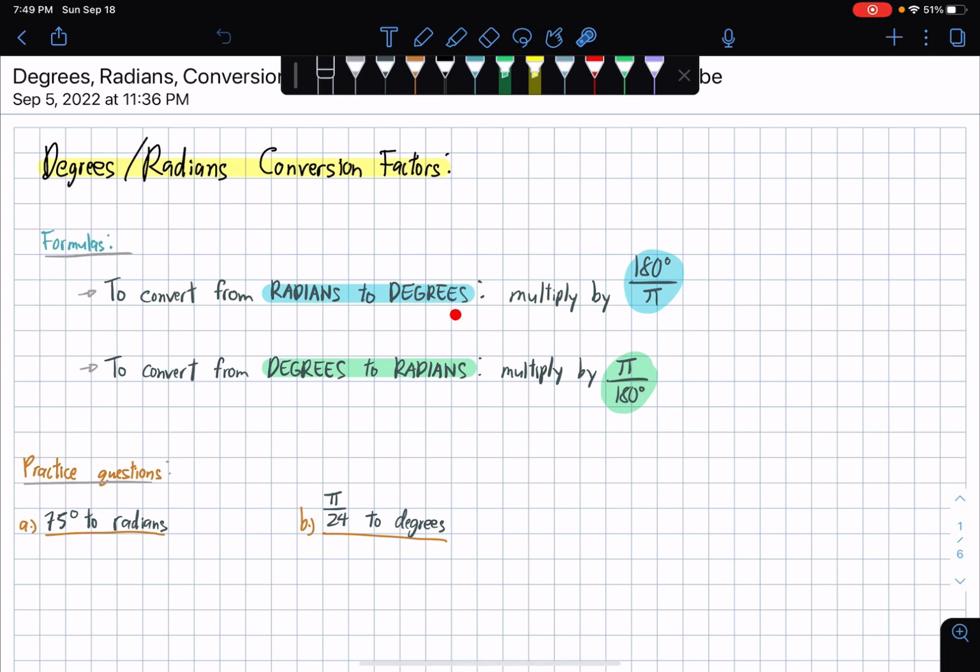That's from radians to degrees. When it comes to converting from degrees to radians, we multiply the current quantity with pi over 180 degrees. Let me give you a tip on how to memorize them. For instance, we have 12 radians or 12 theta radians.